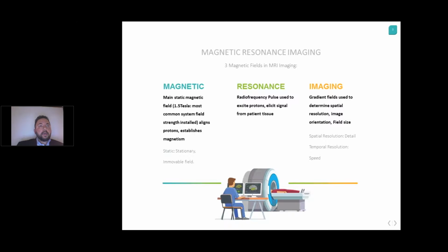We're going to have a future presentation where we will discuss speed and motion correction in MR and the various aspects or techniques that are available to the MR technologist.